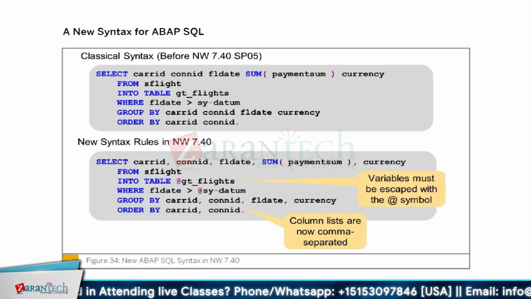In the new syntax, if you see, each column is separated by commas. In the old style, we only use the space: select, field name, space, field name, like that. But in the new syntax, the field names should get separated by commas. This is the new style, new syntax in the select command. We have to follow this new syntax only when we are fetching the data from CDS views.